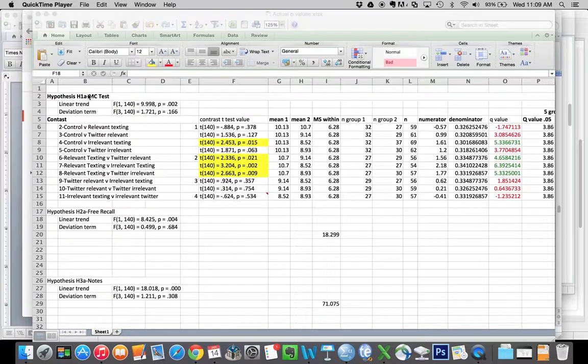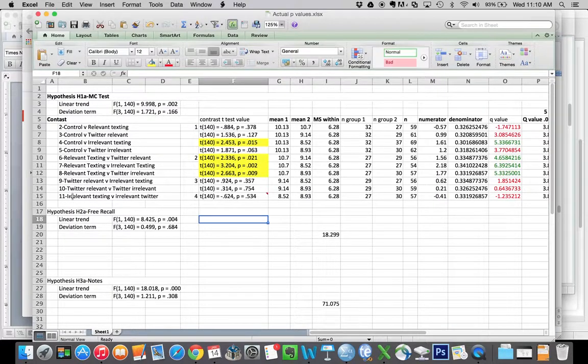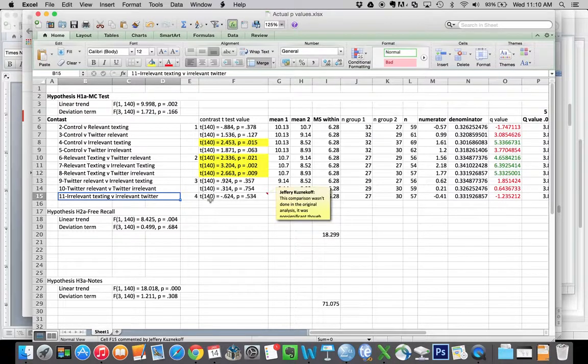We've got here the results for hypothesis H1A. That's looking at the multiple choice test with 5 groups: control, relevant texting, Twitter relevant, irrelevant texting, and irrelevant Twitter. Most of this is just pulling from the test we'd already done. I had left one out originally, irrelevant texting versus irrelevant Twitter. That was just the contrast, and it's because it limited me to running 10 contrasts at a time, so it was just left out. It was non-significant, so it doesn't impact our results.